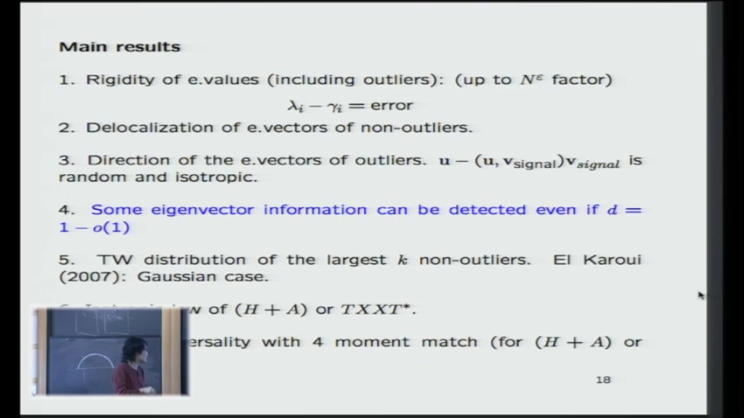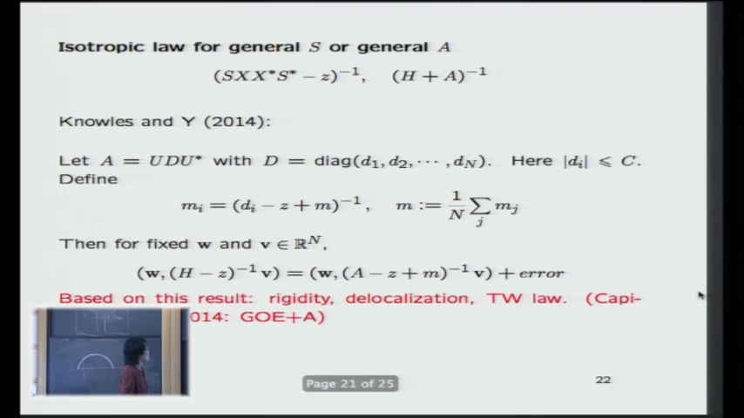7 is just: if two different random ensembles have their first four moments matching, then you will find that the local statistics should be the same for this model and for this model. And one very important tool we proved and developed is called the isotropic law of these two types of matrices. Because of some stupid mistake, I left this in this page. Let me quickly say this first.